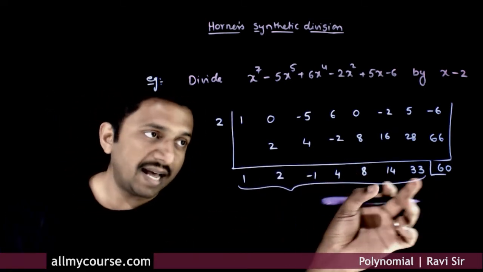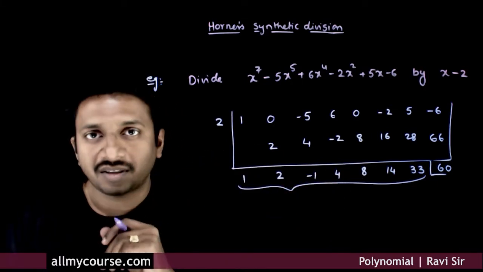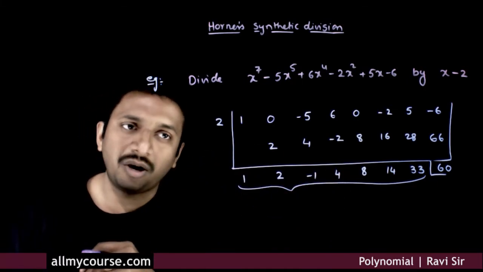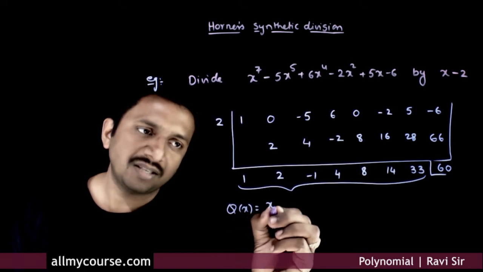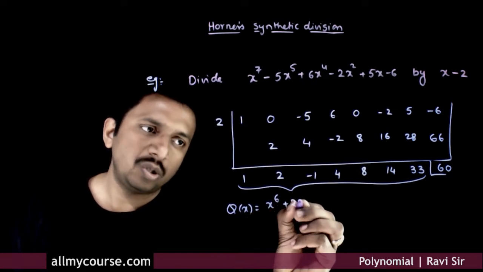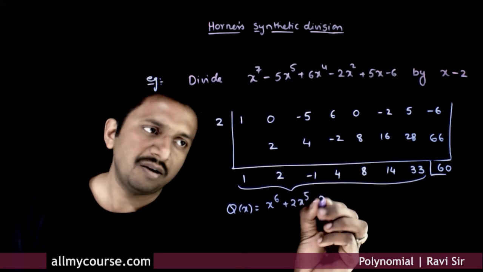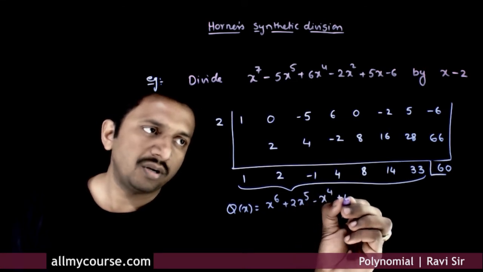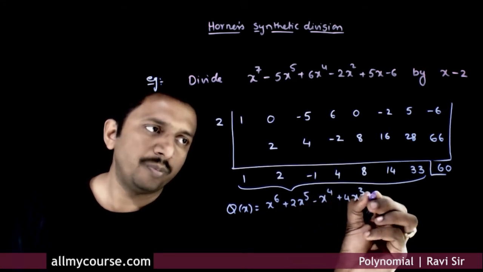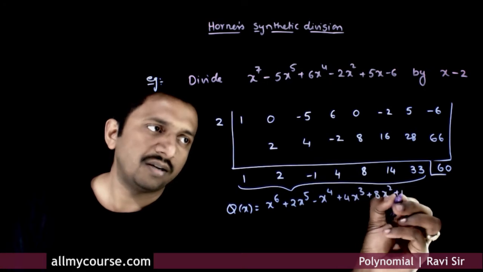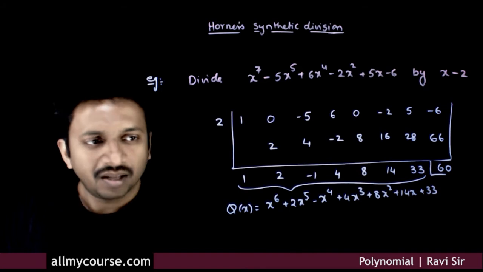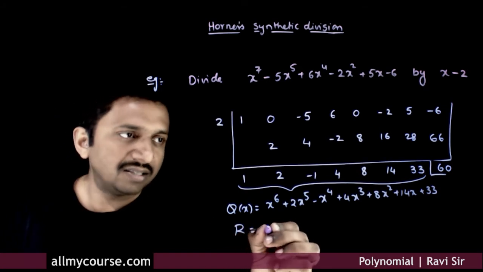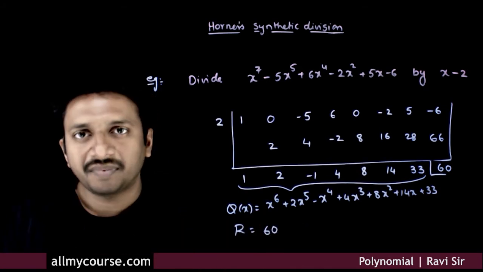So the quotient has 7 terms. It is a 6th degree polynomial. So q of x is equal to x to the power 6 plus 2x to the power 5 minus x to the power 4 plus 4x cube plus 8x square plus 14x plus 33. And the remainder is equal to 60.